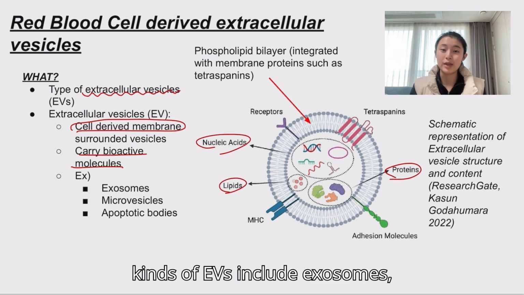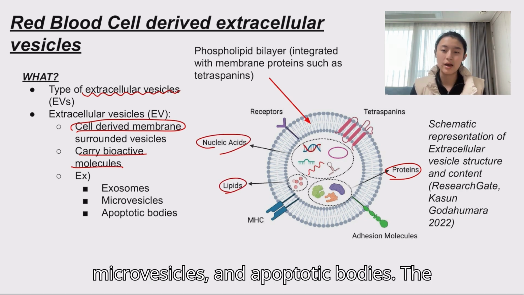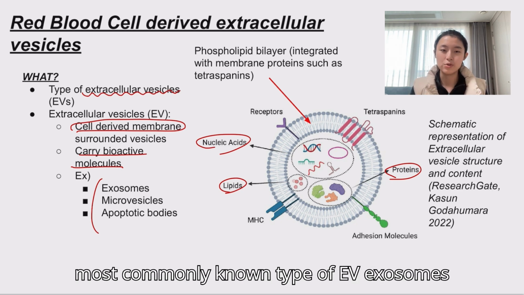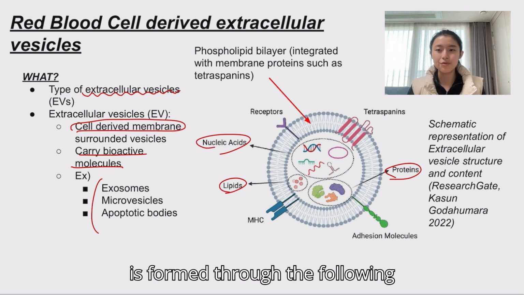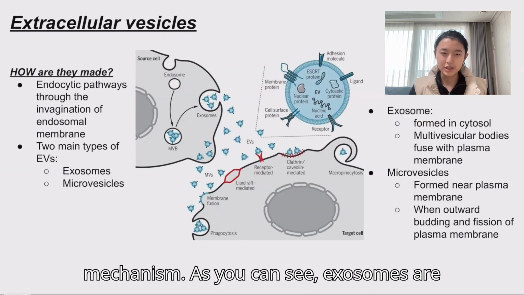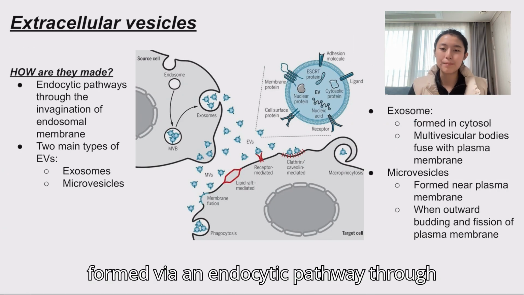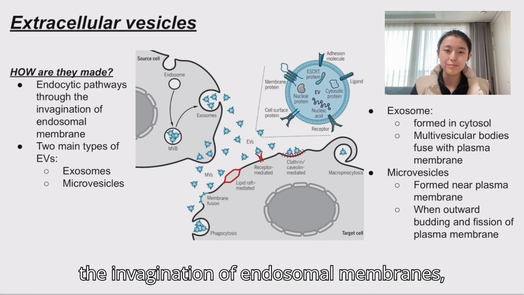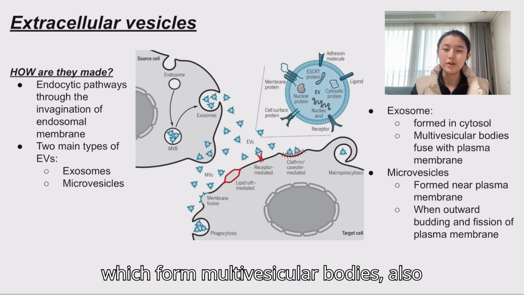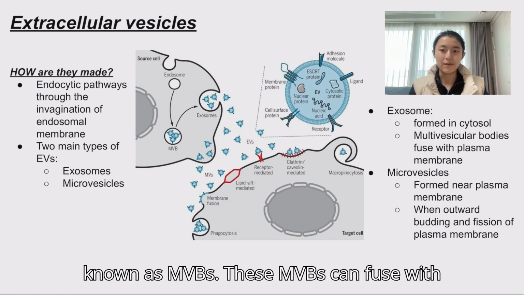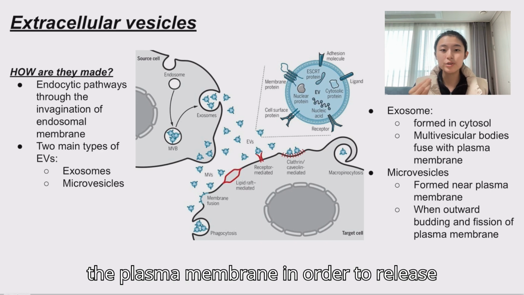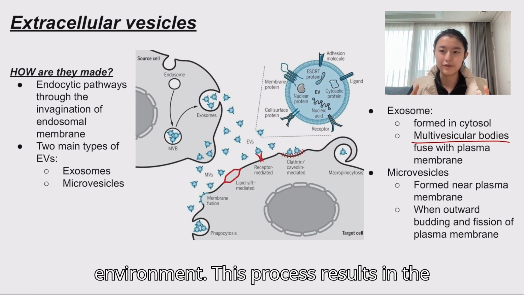Classic kinds of EVs include exosomes, microvesicles, and apoptotic bodies. The most commonly known type of EV, exosomes, is formed through the following mechanism. As you can see, exosomes are formed via an endocytic pathway through the invagination of endosomal membranes, which form multivesicular bodies, also known as MVBs. These MVBs can fuse with the plasma membrane in order to release exosomes into the extracellular environment.